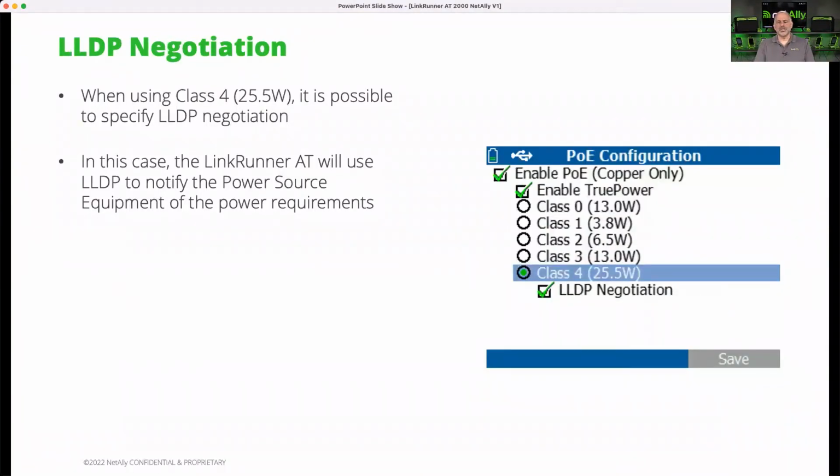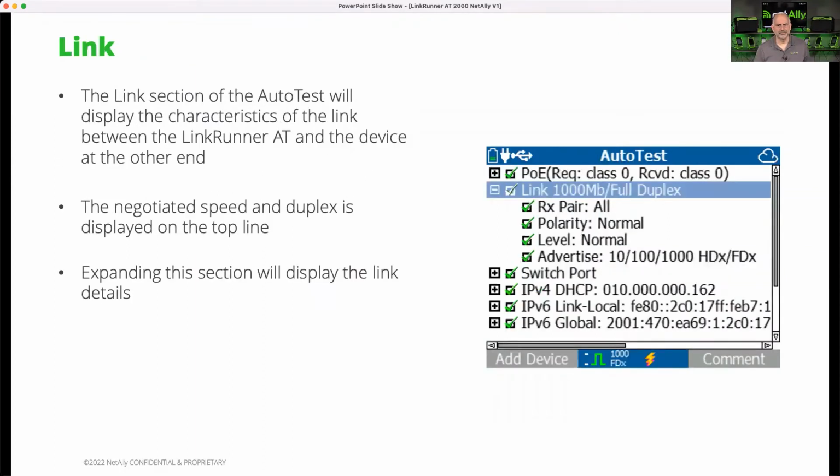LLDP negotiation. When it comes to class 4, the LinkRunner AT2000 will support LLDP negotiation. This is where it's going to use LLDP frames to inform the PSE, the power source equipment, the switch, what type of power it needs in there.